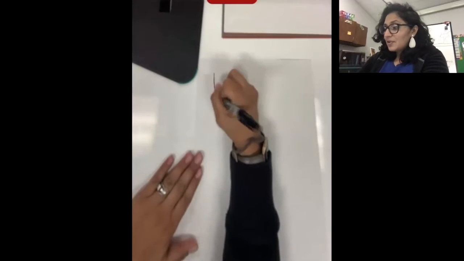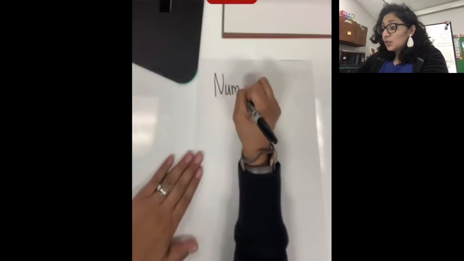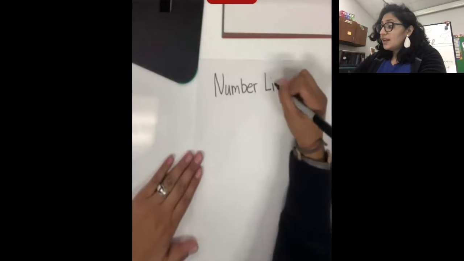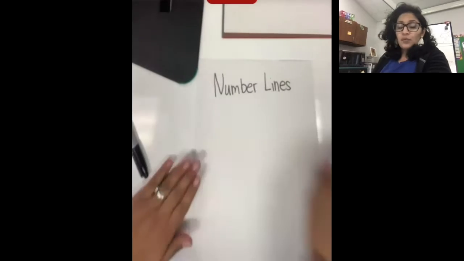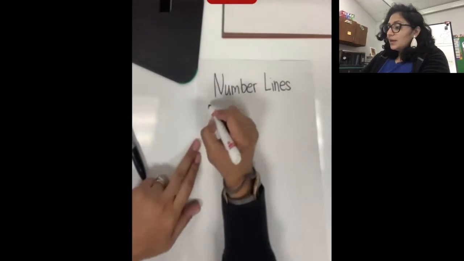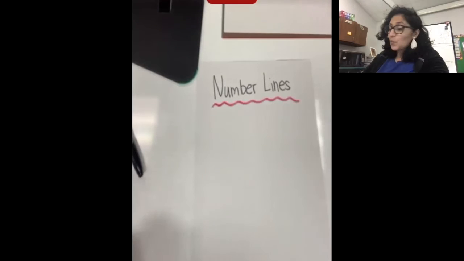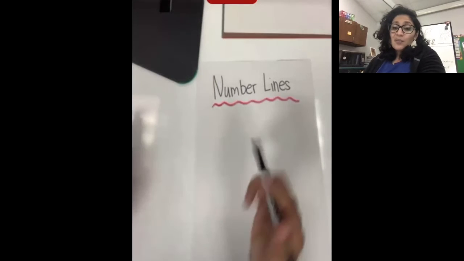And so we're going to start with it like this, okay? We're going to write number lines because that's what we're learning about today. And it's important for us to remember the correct name of what we are learning about. What is a number line? We are learning what a number line is.